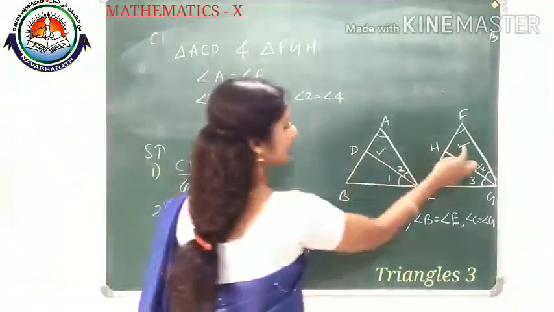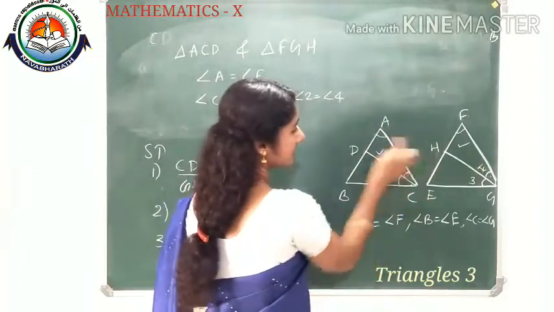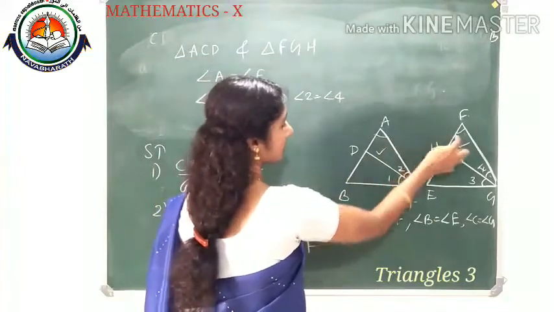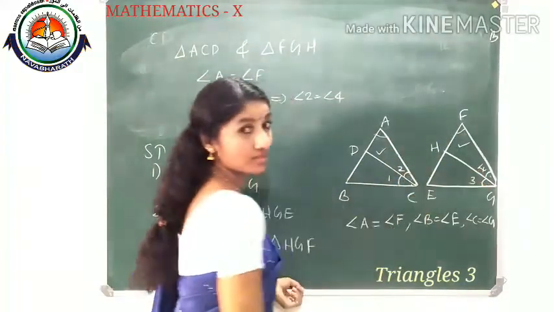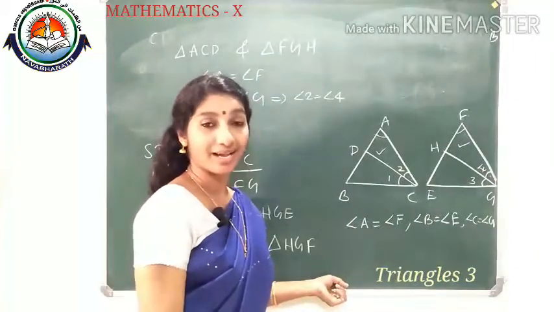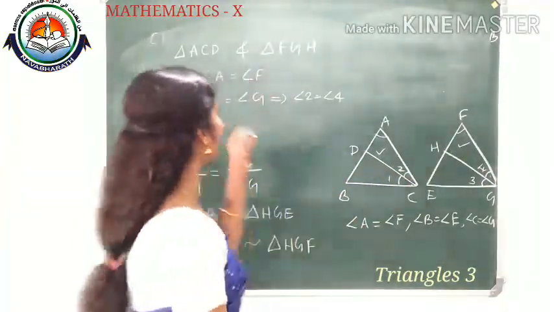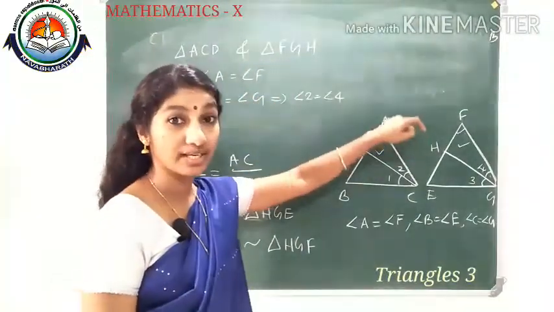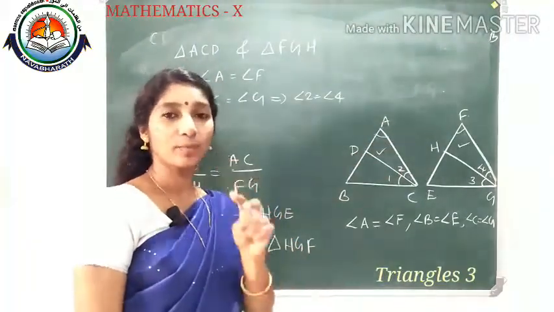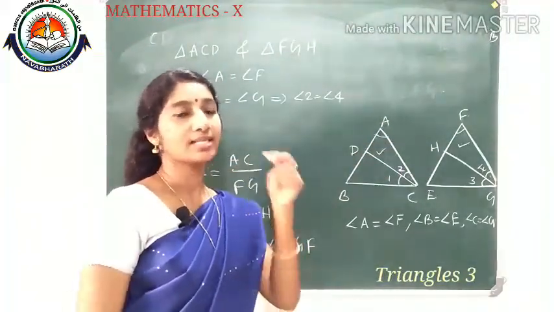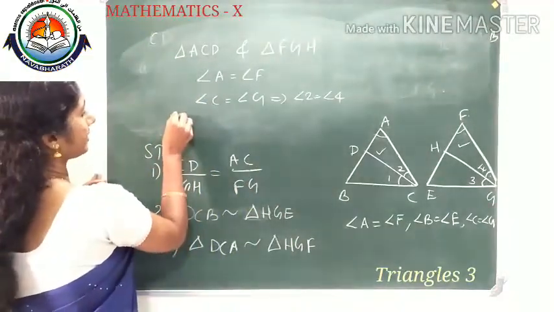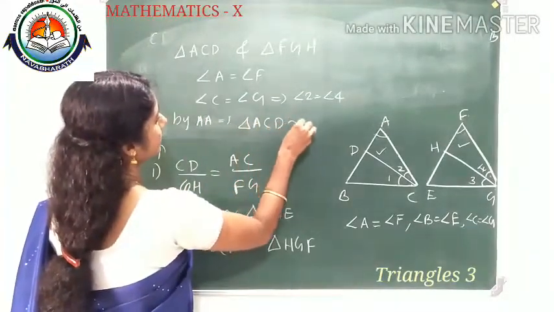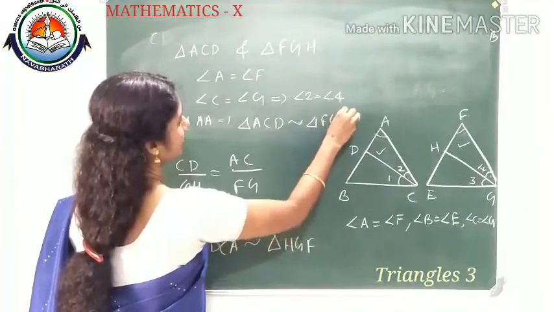Now in these two triangles which I ticked, one angle is already given equal, since they are similar triangles, corresponding angles are equal, and we got angle 2 equal to angle 4 since they are halves of the same angles. So in ACD and FGH, see the figure, we got two angles equal. So by AA criteria these two triangles are similar. So we can write by AA criteria, triangle ACD similar to triangle FGH.